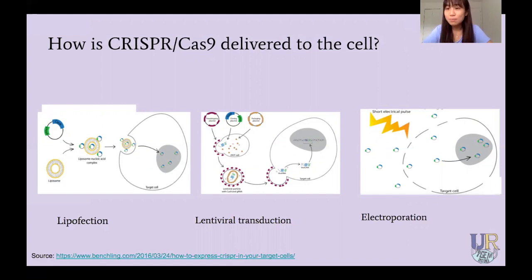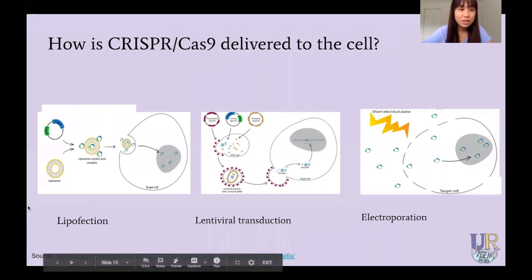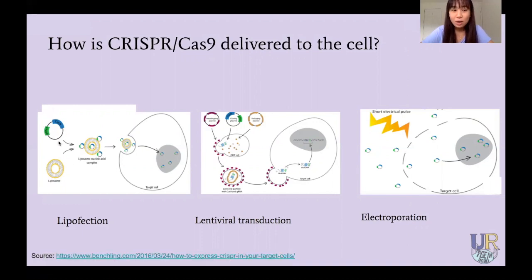The first one is lipofection. In lipofection, as you can see here, the scientists can combine the plasmid that encodes for Cas9 and guide RNA with a liposome. A liposome is just like a vesicle, a sac with lipids in it. So when the scientists combine these two together, it forms a liposome-nucleic acid complex. This complex can then be easily taken up by the cell, and the plasmid with Cas9 and guide RNA can be introduced to the cell's genome.